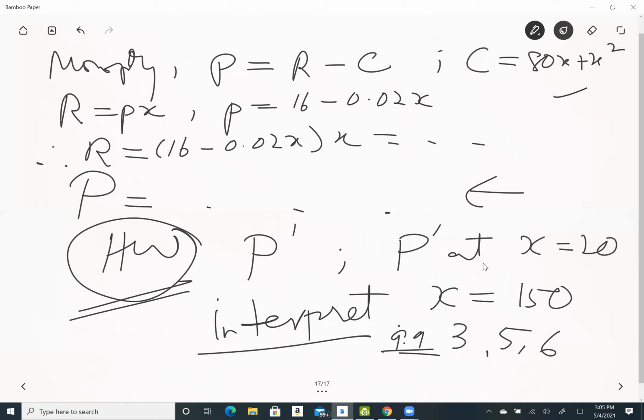Mana yang profit? Okay, we do one profit. Okay, that's revenue. Lepas tu cost. So I didn't assign to you the proper question.